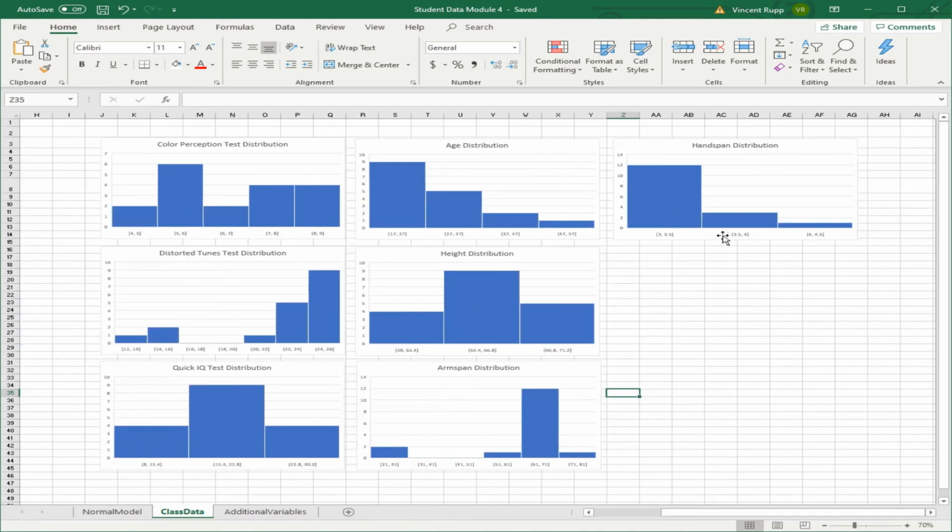Hand span distribution looks pretty right skewed. But we just don't have very much data, and so many people were at either 3 or 3.5 inches that it's kind of hard to tell if that would be like right skewed if we had more data or not. In the next video, we will look at some theoretical cases and decide whether those should be approximately normal or not.